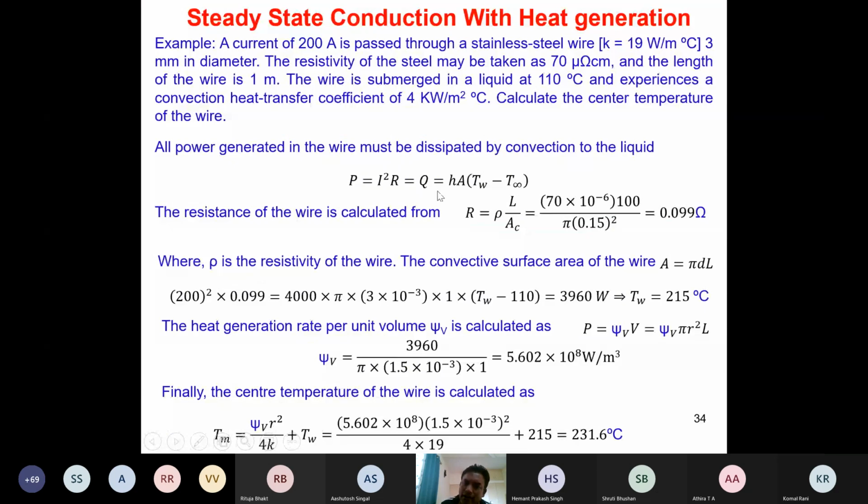Q is equal to hA into delta T. Here h is the heat transfer coefficient, which is already given as 4 kilowatt, so that becomes 4000, into area. The area is the radial surface area of the wire, which is pi dl. That becomes pi into diameter, 3 into 10 raised to the power minus 3, and the length of the wire is 1 meter. So pi dl into delta T, TW minus T infinity. T infinity is already given as 110, the temperature of the bulk of the liquid. So the only unknown is TW, which we can calculate as 215 degrees Celsius.